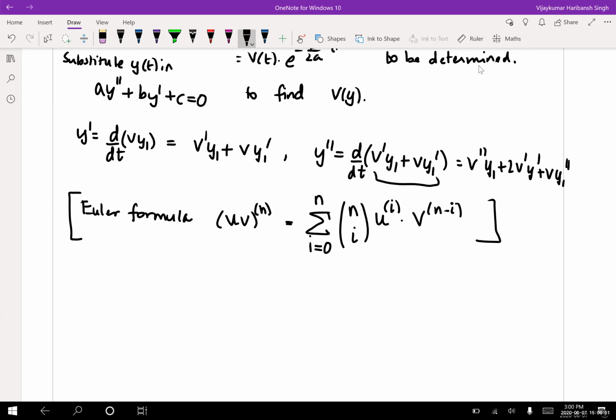Now our differential equation is ay'' + by' + cy = 0.